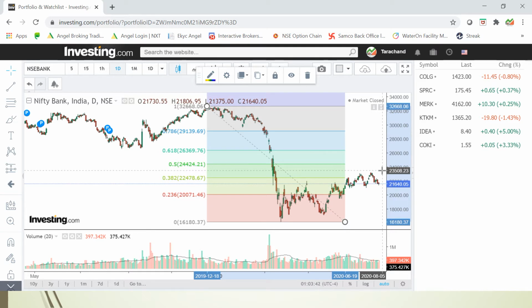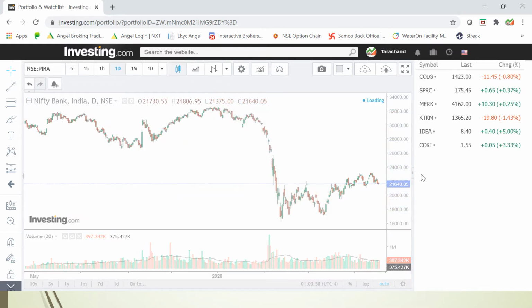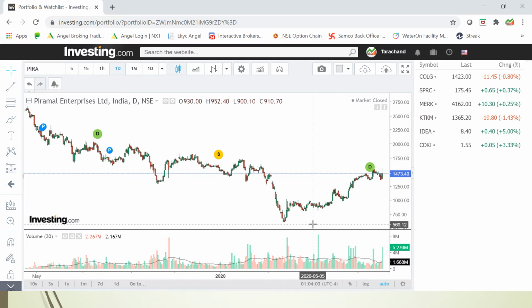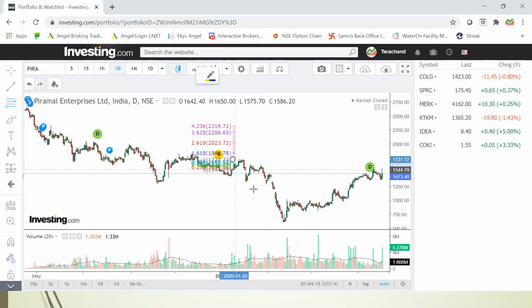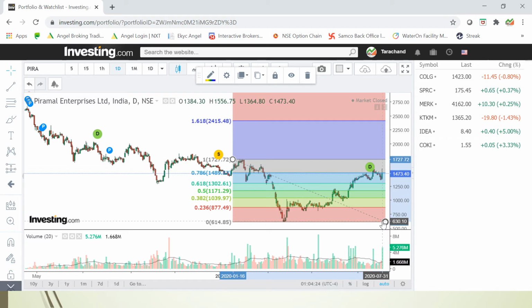Okay, now let's take a couple of stocks, just to give some variety in our discussion. So I have this stock called Pyramid Enterprises, PEL. Yeah, this one. So PEL is right now trying to rise, correct? Let's see where it stands right now as compared to the previous swing. So I'll take this top and this bottom. Okay, so you can see it is here at around 78%. Currently price had a peak and now it is trying to rise.